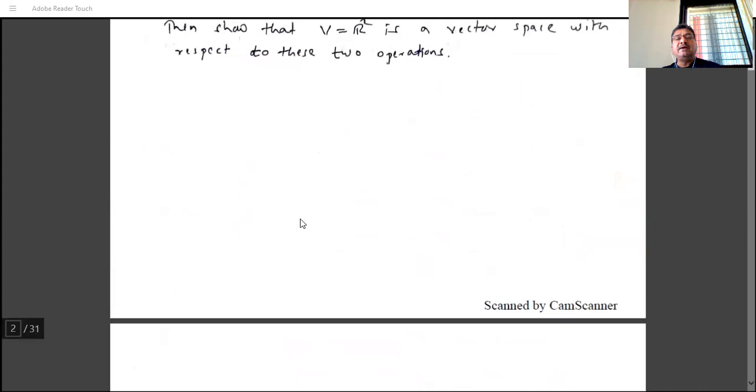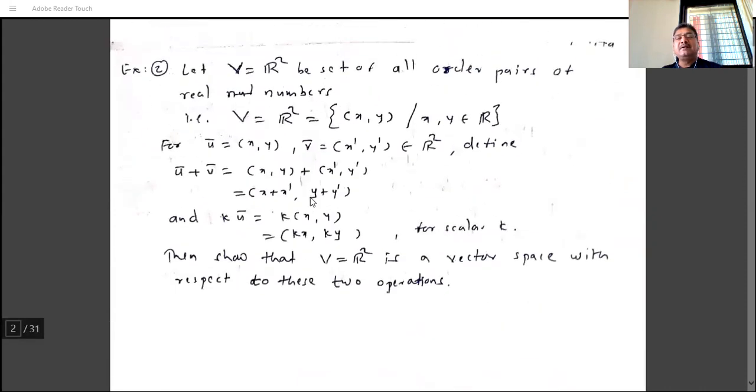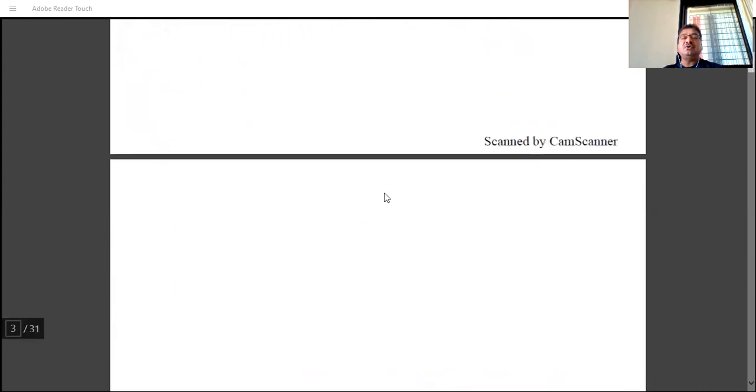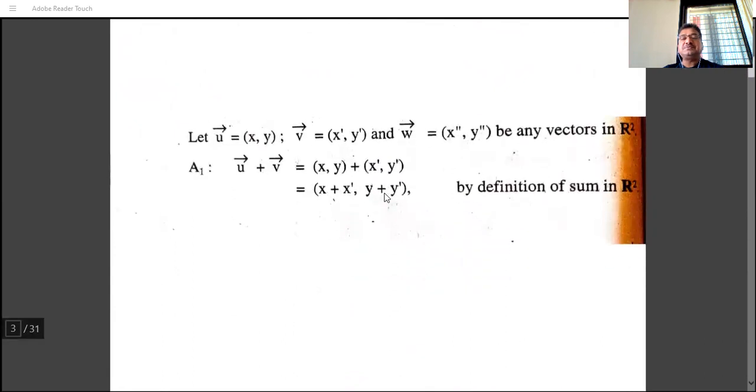Now we have to show R square is a vector space, which means we have to show 10 properties. So first, property A1. For that we take u as (x, y), v as (x', y'), w as (x'', y''), any three vectors in R square.